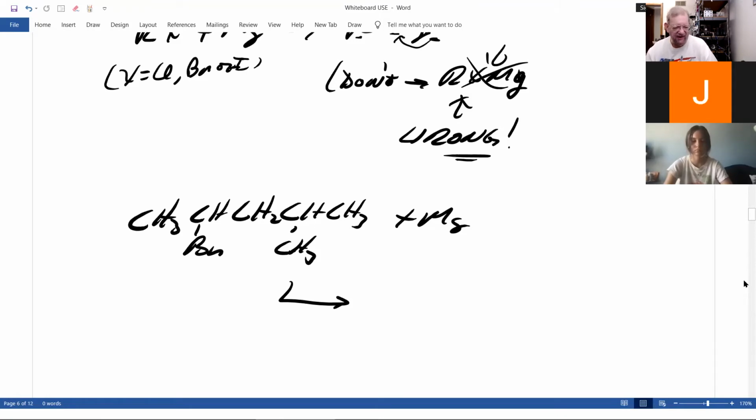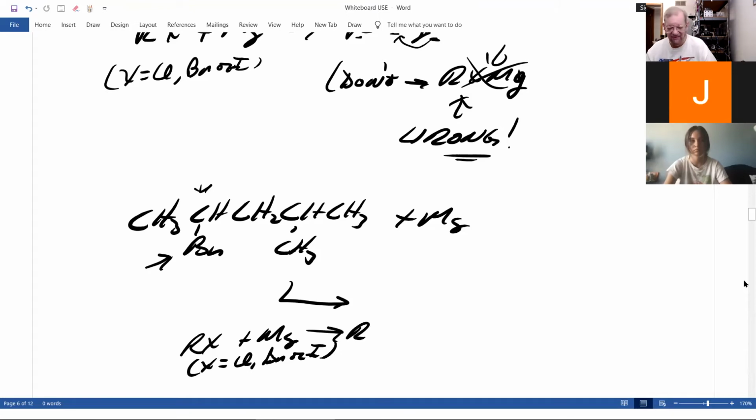What's different? What's not a carbon-carbon single bond or carbon-hydrogen? Ooh, a bromine on a carbon. That's an alkyl halide. Remember, X can be chlorine, bromine, or iodine. And we're reacting with magnesium. And what do you get? A Grignard reagent, discovered by my hero in organic chemistry, one of them, the great French organic chemist, Victor Grignard.